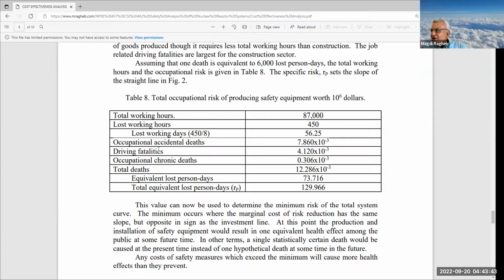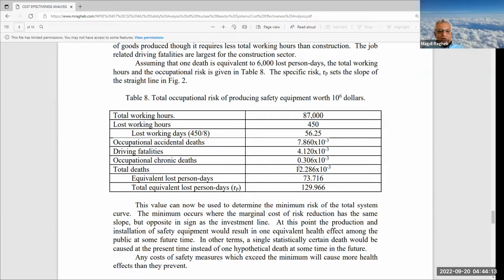That's another reason why, not just because of air pollution, but also because of those accidents that happen to the miners of coal, that we should basically somehow eliminate coal from our energy picture. You calculate the total deaths, the driving fatalities, occupational chronic deaths, and the accidental deaths, and this is what you get in the cost or the risk of producing $1 million of safety equipment.